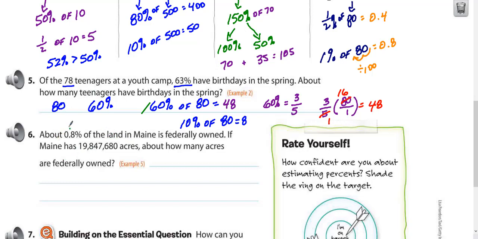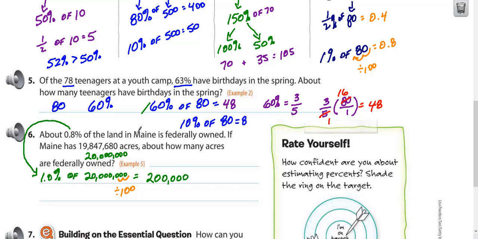So this 8/10 of a percent, let's start by thinking of that as 1%. And this 19,847,680 acres, let's think of that for our estimate as 20 million acres. So what's 1% of 20 million? Well, 1% of anything is you divide by 100. So 1% of 20 million is 200,000. We divide the 20 million by 100, we get 200,000. That's 1%.